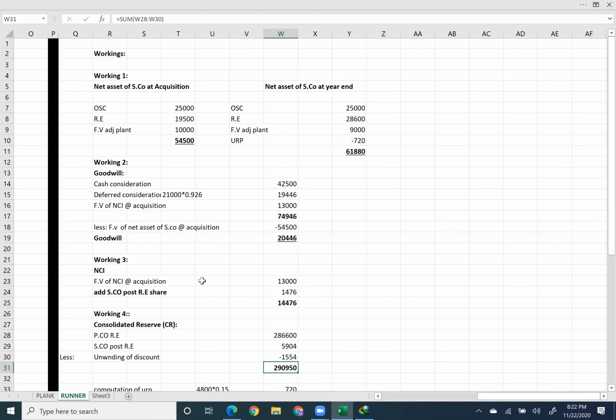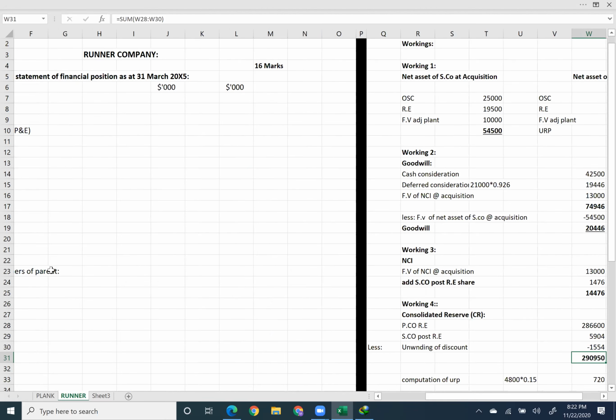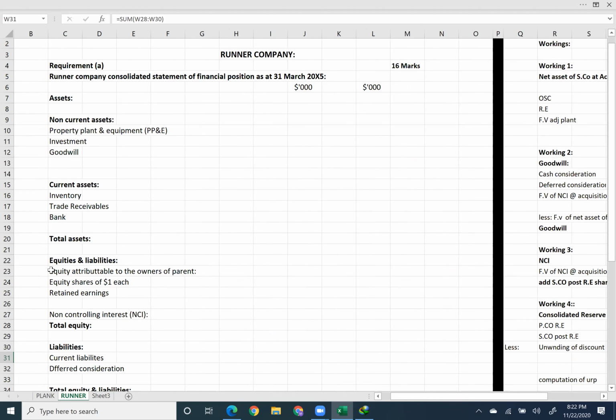Now let's go to the balance sheet. Finally, you need to do adding together. I hope you remember my discussion I taught you earlier. The first thing is property, plant, and equipment. Come on, keep the question in front of you so that you can easily follow. Parent company's property, plant, and equipment is 455,800 plus subsidiary company's is 44,700.